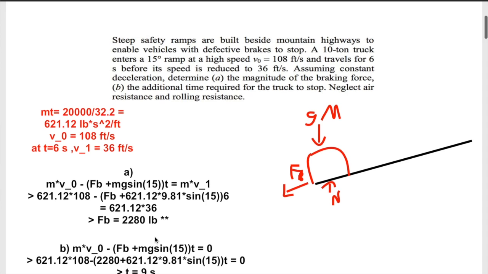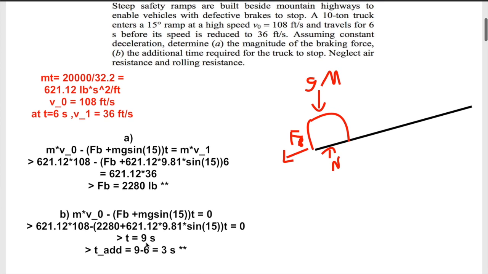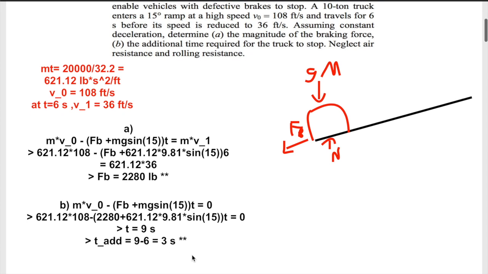Part B, we're asked to find the additional time required to stop the truck. So for this, we use the same equation as above, except we have it equal to 0 for stopping. We plug in the values that we know, the force of braking we just found, and then we solve for t, which is 9 seconds, but we want the additional time. So we take that 9 seconds and subtract the 6 seconds we already had in, and we find an additional 3 seconds to brake.